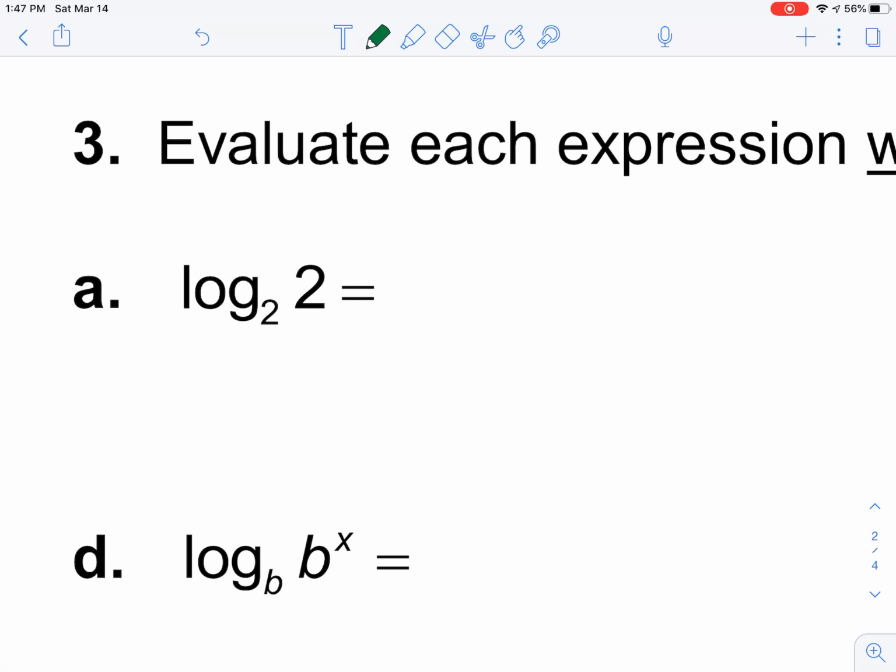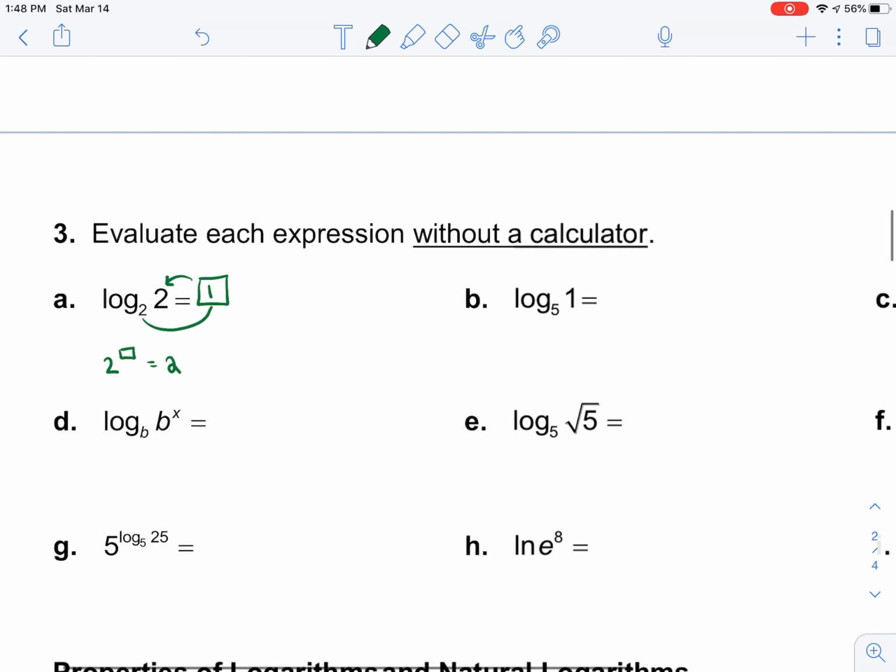Starting with part A, 2 to what power equals 2? Sometimes I'll do a little box like 2 to what power equals 2 and think about how I'd fill in that box. I've seen some students even use an x and say 2 to the x power equals 2, and then they're trying to solve for x. Well, in the case of this problem, it would just be 1. 2 to the 1st power equals 2, and that is the answer to this problem.